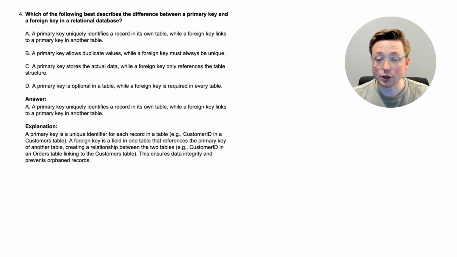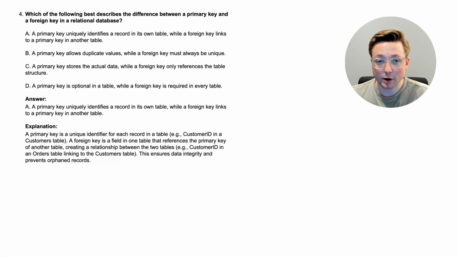A primary key is a unique identifier for each record in a table. So that would be something like a customer ID in a customer's table. A foreign key is a field in one table that references the primary key of another table, creating a relationship between the two tables. So that would be something like a customer ID in an orders table linking to the customer's table. This ensures data integrity and prevents orphaned records, or basically keeps things from getting lost and keeps things connected, so that you can connect this customer's order in the order table to the customer's table so you can know the attributes of that customer in the customer table.